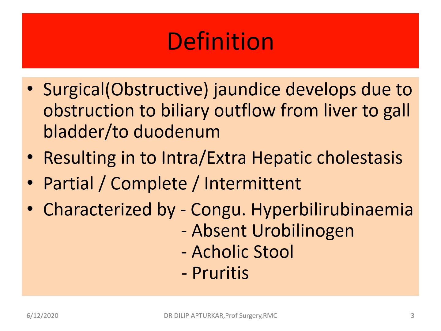That's why it is also called as cholestatic jaundice, which can be partial or complete or sometimes intermittent. So depending on the obstruction, whether it is partial, complete or intermittent, the clinical course differs. Again, surgical jaundice is characterized by conjugated hyperbilirubinemia, that is direct hyperbilirubin is increased, absence of urobilirubinemia in urine, acholic or pale stool, and pruritus.